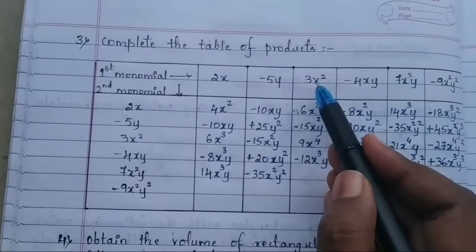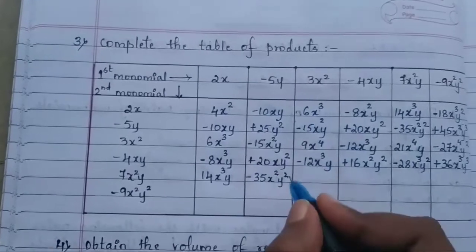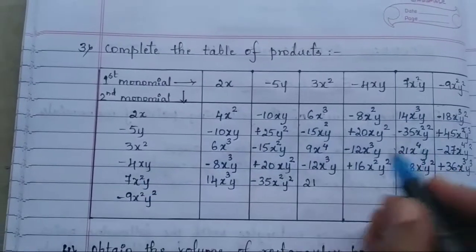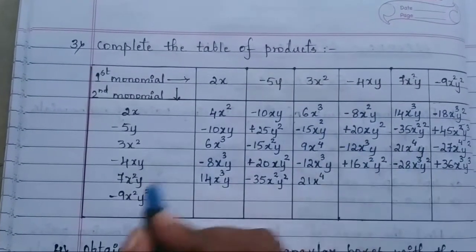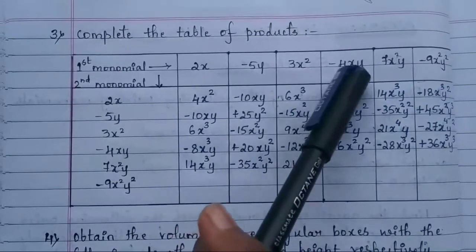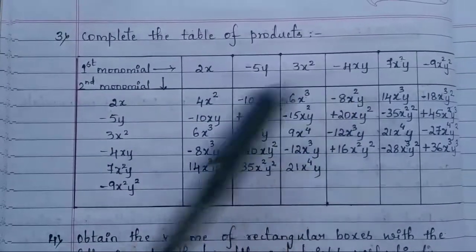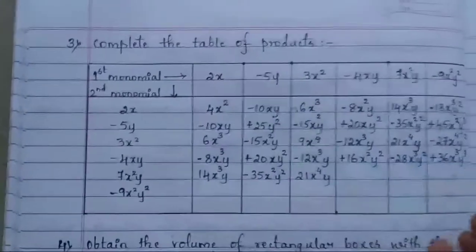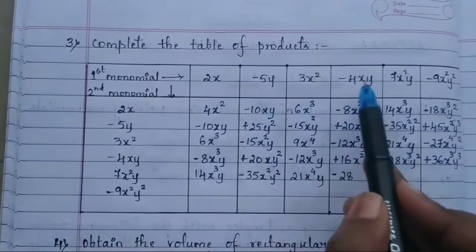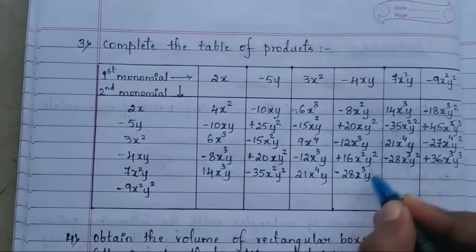Okay, next 3x square and 7x square y. 7 3s are 21. Okay, x square into x square, it means x to the power of 4 and y will be as it is. So next you can see here minus 4xy and 7x square y is given. 7 4s are, so we have to multiply these numerals here. So 7 4s are 28 and this minus sign will be as it is. Okay, x into x square is nothing but x cube and y into y is nothing but y square.